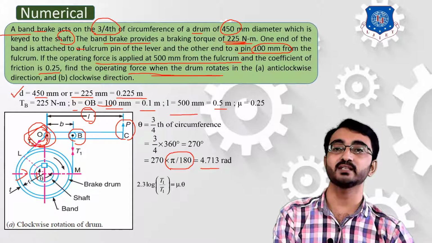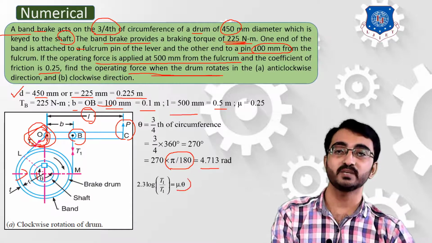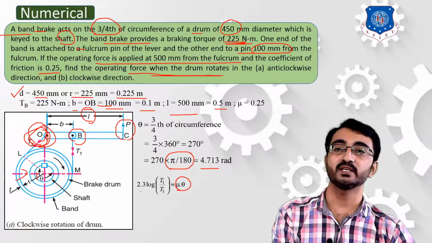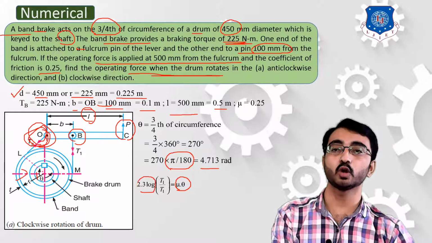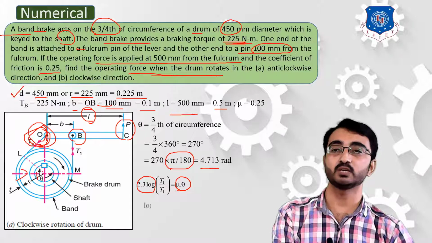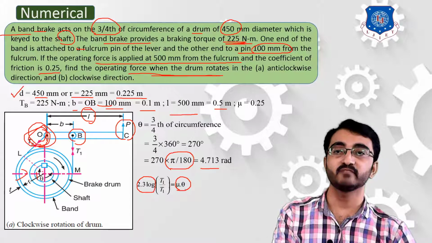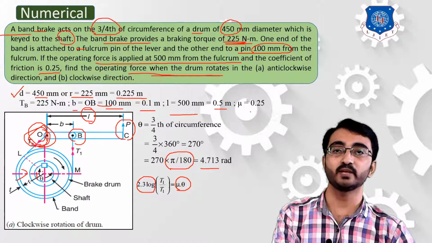To get this value we have a simple relation, T1 by T2 is equal to e raised to mu theta. By simplifying this e raised to mu theta, we have to apply 2.3, that is log of T1 by T2 is equal to mu theta. Now putting the values of mu and theta given in our data, mu is given as 0.25 and theta we have obtained 4.713.